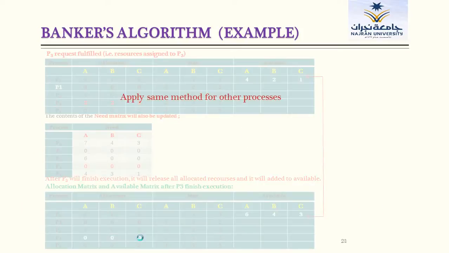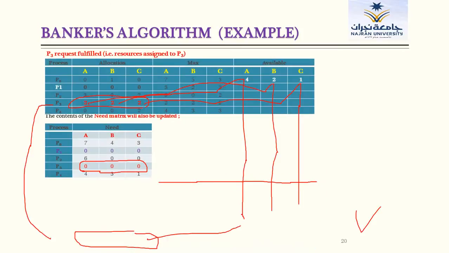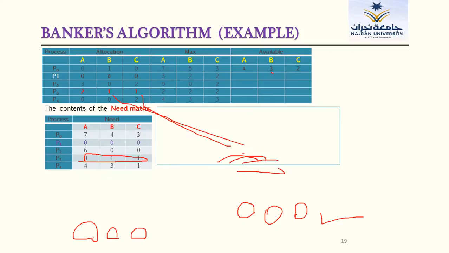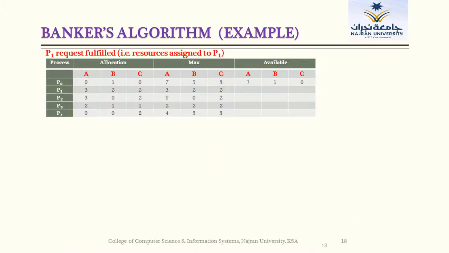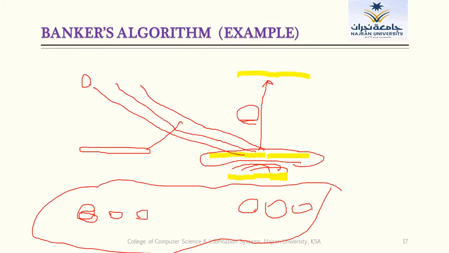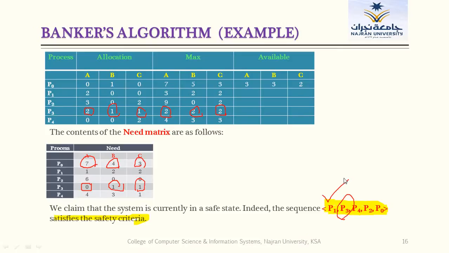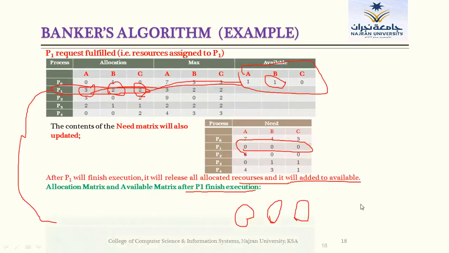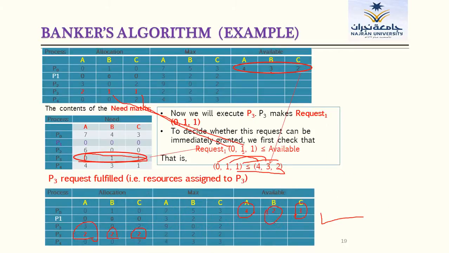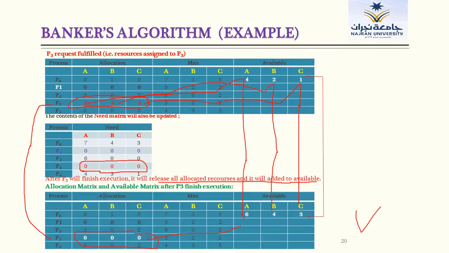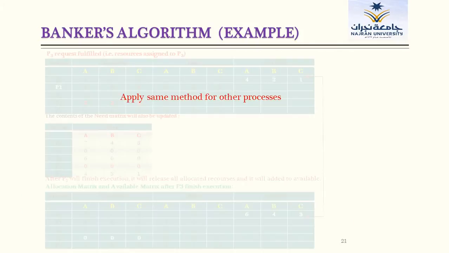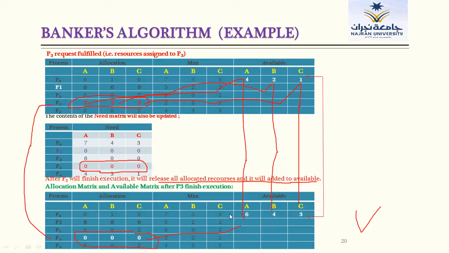Now we have seen that we have executed P3 successfully. Now we will go back to the sequence and check which process we have to execute next. Yes, we have executed the process P3 successfully. Now the next process that we have to start is P4. And what is the current status of our system? The allocation matrix, need matrix and available matrix, this is our current status.